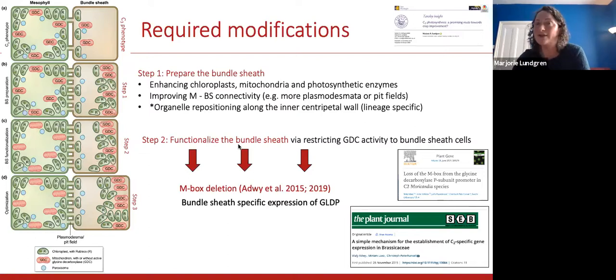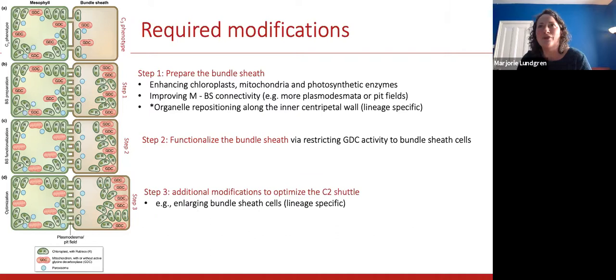And it looks like, in my optimism, that we can do that in one step, right? So if you look at these two Adwy papers, 2015 and 2019, there's something called the M-box region. And if you delete that, that causes bundle sheath specific expression of GDC, or specifically in these studies, it was the P subunit, which is the one that we seem to think is the most critical. So it could be that we could functionalize a bundle sheath in one easy peasy step, right? I'm going to go with that for now.